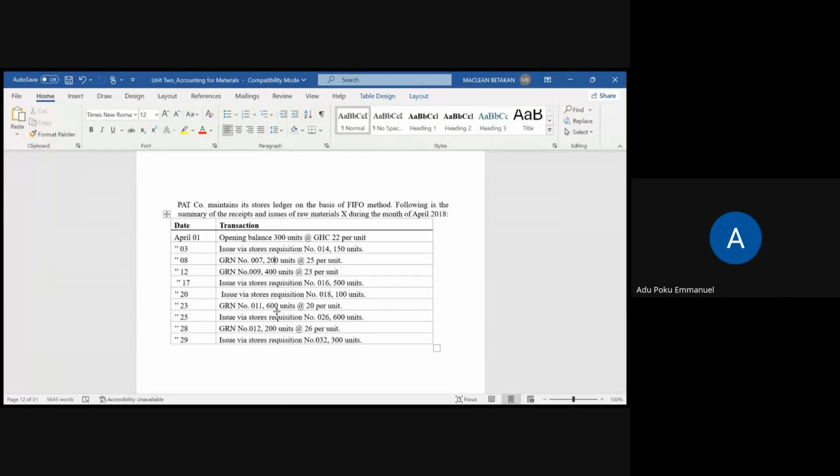April 23rd, JRN number 001, 600 units at 20 per unit. April 25th, issue via store requisition number 026, 600 units. Then April 28th, JRN number 012, 200 units at 20 per unit.